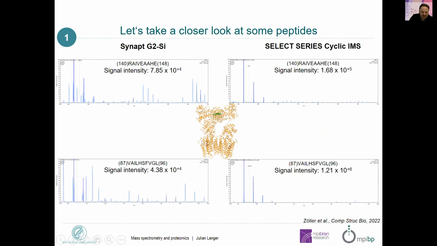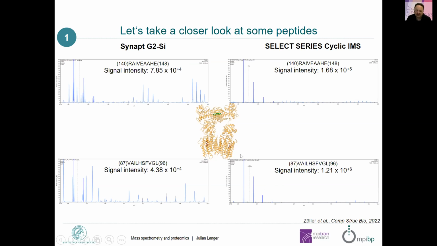However, if we then look at a couple of transmembrane peptides, such as this one, on the left-hand side here you see the Synapt data. On the right-hand side here you see the cyclic data. You see that due to the higher resolution ion mobility data, we can clean up the spectrum much better for assigning the isotopic peaks for monitoring deuterium uptake.